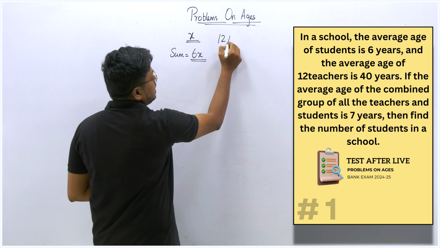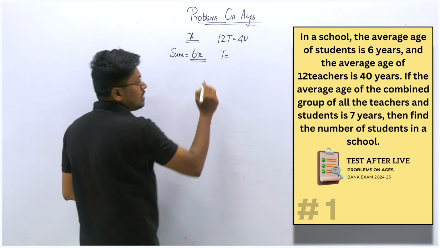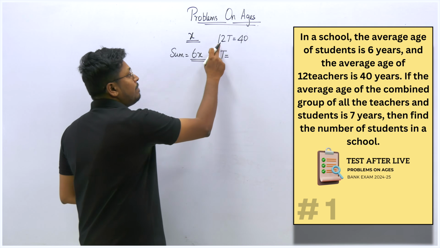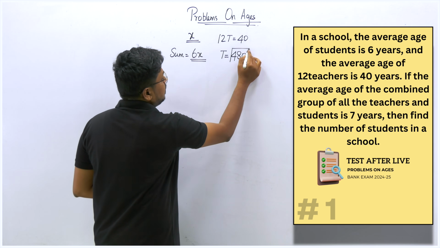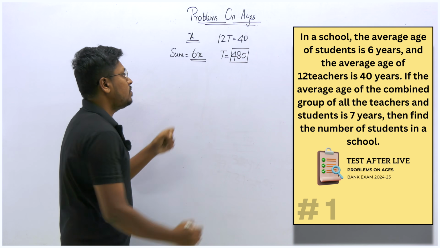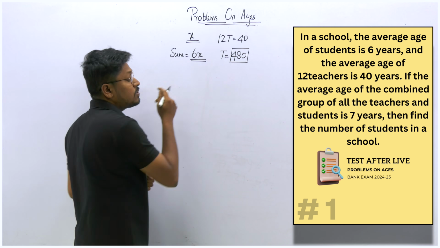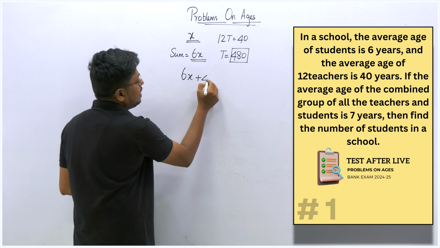So 12 teachers and their average age is how much? 40. So the total sum of ages of all the 12 teachers will be 12 into 40, which is 480, right? So 480 will be the total sum of all the ages of the teachers, and the total sum of all the ages of the students will be 6x. So 6x plus 480, the resultant.